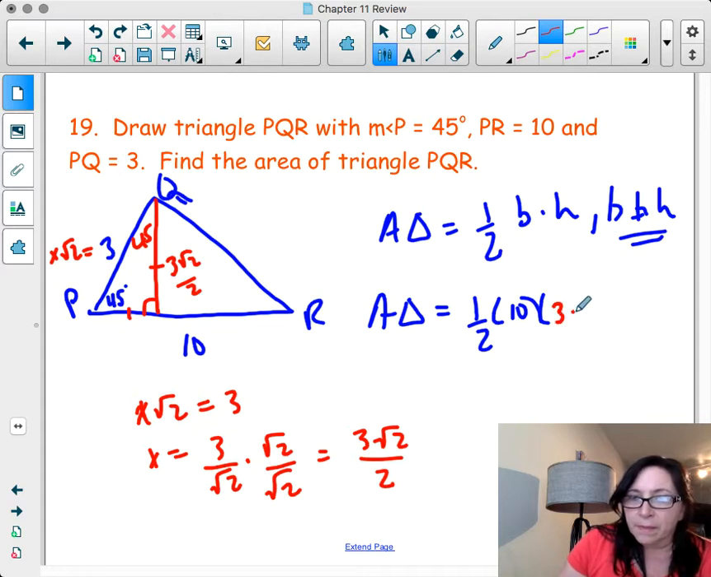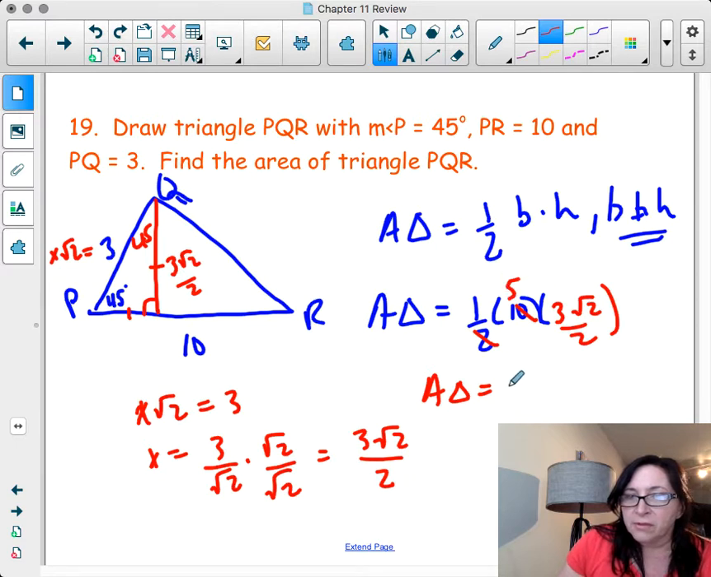So our area of our triangle is going to be, let's see here, 2 goes into 10 5 times. So that looks like it's 15 root 2 over 2 units squared.